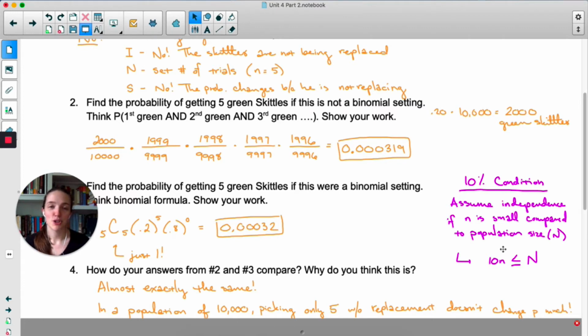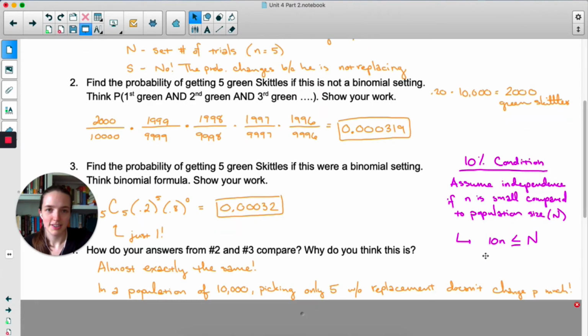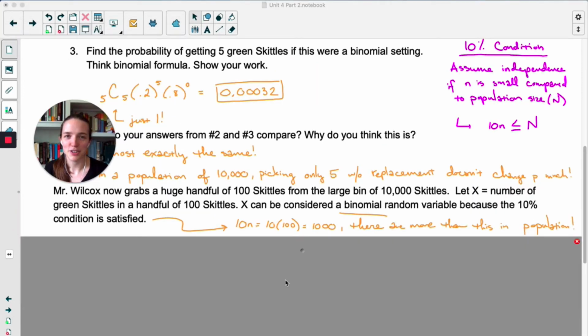Any population over 50 Skittles, and we can assume that each trial is independent, and we can assume that the probability stays the same. This is pretty important. I might put a star or a box or something around it so that you remember it. Okay, Mr. Wilcox is now starting to get hungry. He skipped lunch, and so he takes 100 Skittles from the large bin of 10,000 Skittles. X is going to be the number of green Skittles in his handful of 100.